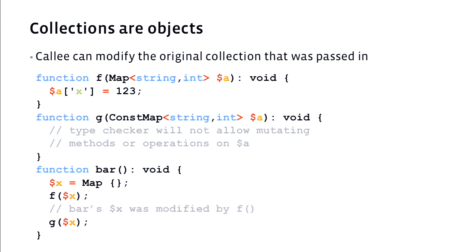So we designed collections to be objects. So if you've used ArrayObject or any of the SPL collection classes, same deal. Basically, if you pass it to a callee, the callee can modify it because objects have reference-like semantics. And then it arose of, what if the callee wants to say, I'm not going to mutate it? So, I mentioned there's interfaces earlier. We have a const map interface, which only exposes the non-mutable parts of the map's API. So that's a way you can indicate that. And then the type checker will yell at you if you try to call an API that mutates $a inside g.